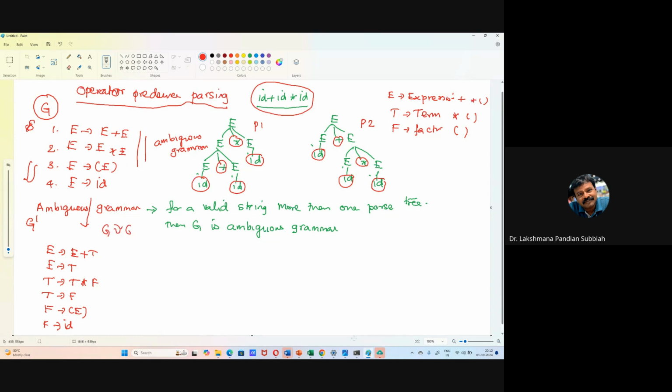What do we mean by equivalent? Whatever string is generated by this grammar, the same string can be generated by the other grammar, but for any valid string we have only one possible parse tree, unlike the ambiguous grammar. The same string can be generated by this grammar also.